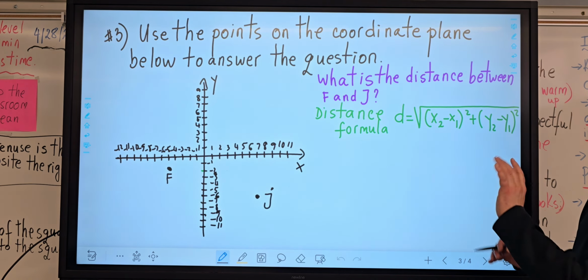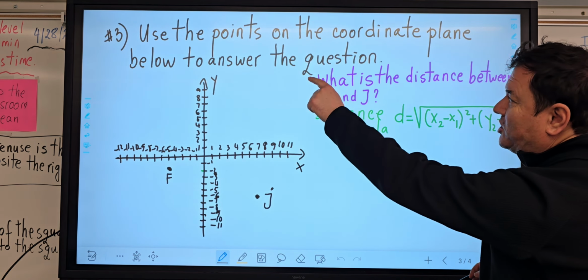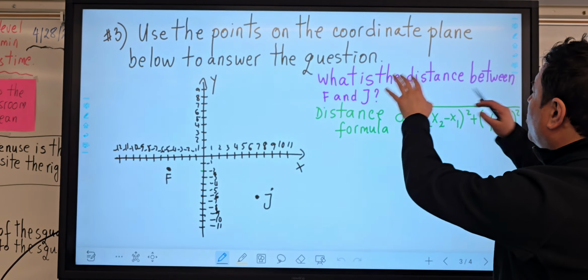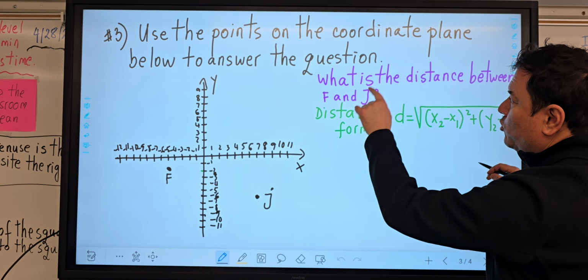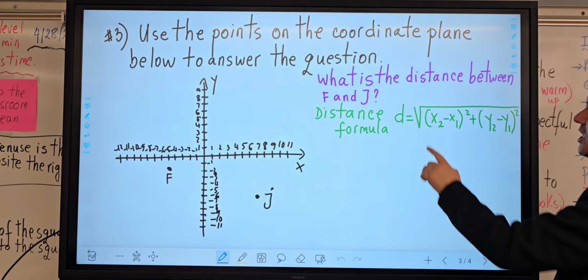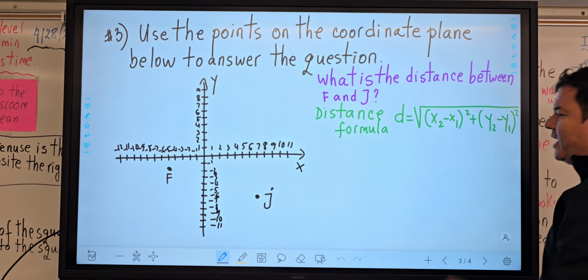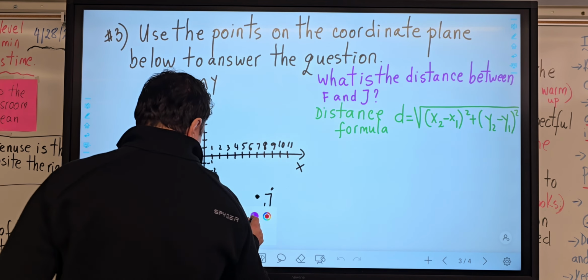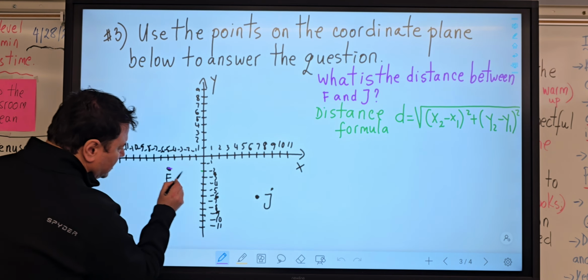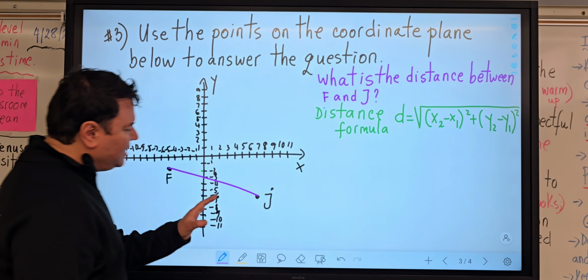In this case, we have a coordinate graph, and it says here, use the points on the coordinate plane below to answer the question. And the question is, what is the distance between F and G? So our question is, we need to find the distance between F and G. That distance.